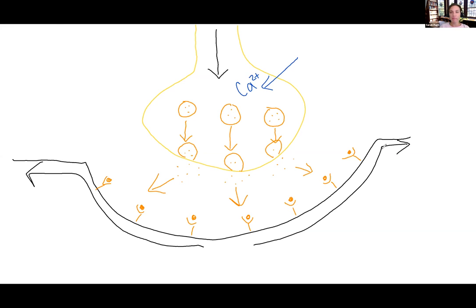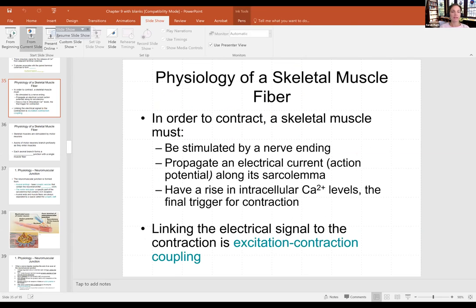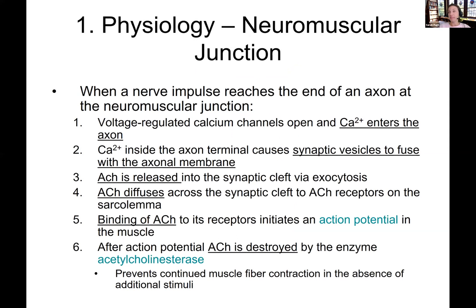So let's go back to our PowerPoint. So I'm going to walk you through these steps. These are the same steps we just did. Okay, so this tells you, okay, calcium enters into that axon when that impulse gets to the end. That's going to cause synaptic vesicles to migrate to the end of the axon. Acetylcholine is going to get released through exocytosis. Acetylcholine now diffuses across the cleft and binds to those receptors. And binding of acetylcholine to those receptors is going to cause an impulse or an action potential in the muscle cell. Okay, so we walked through steps 1 through 5.